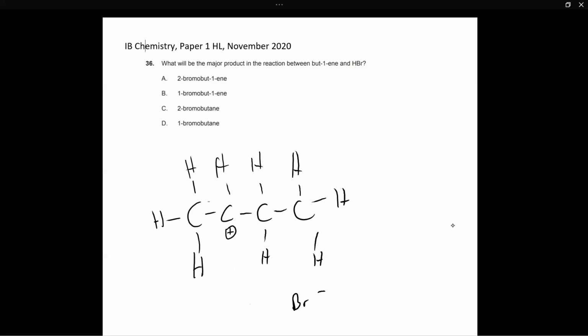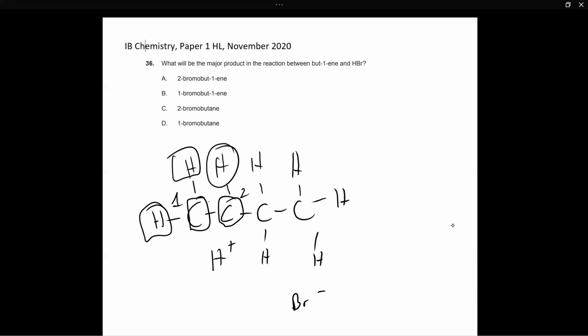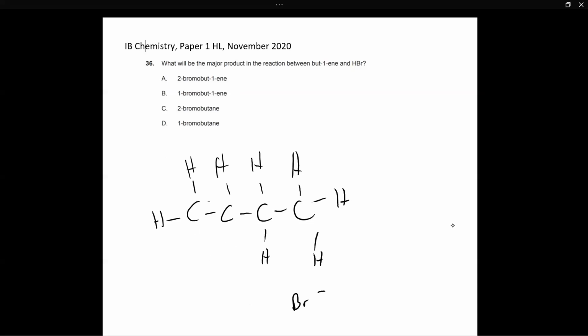Markovnikov's law basically states that hydrogen will choose to go to the carbon which is attached to more hydrogens. So when hydrogen is given a choice to attach between carbon number 1 or carbon number 2, carbon number 1 is attached to 2 hydrogens. Carbon number 2, however, is only attached to 1 hydrogen. So hydrogen decides to go with the gang, if that's how you would like to remember it, and it will attach to the carbon with more hydrogens. So it goes and attaches to this carbon.